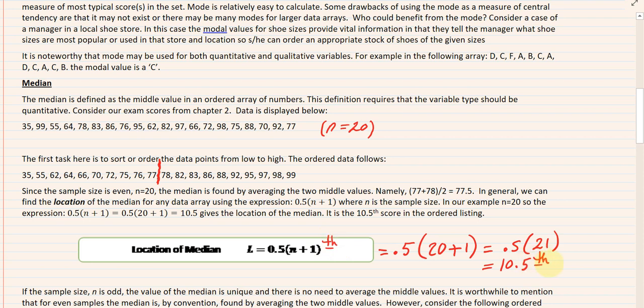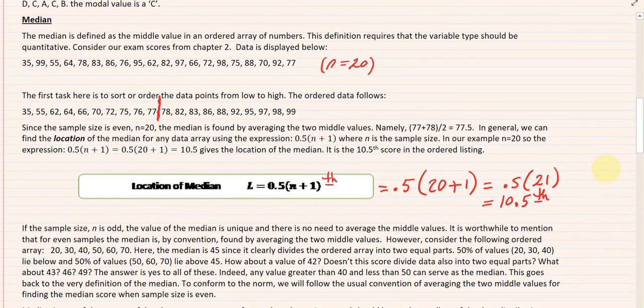So in this case, the median is going to be located in the 10.5th location. Well, we don't have a 0.5th location. We have the 10th location, the 11th location, and so on. So to create a 10.5th location, that's why we average the 10th and the 11th observation. Okay, so there's the value of the median.